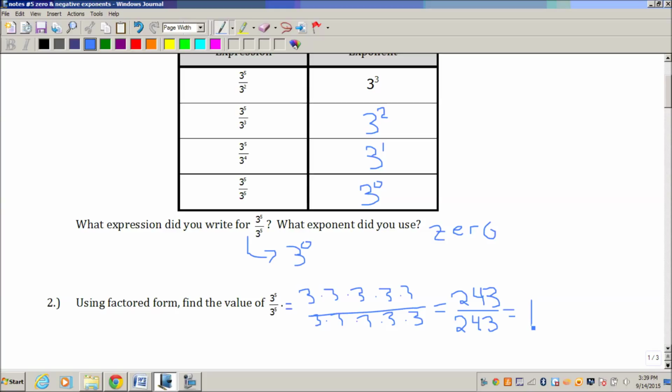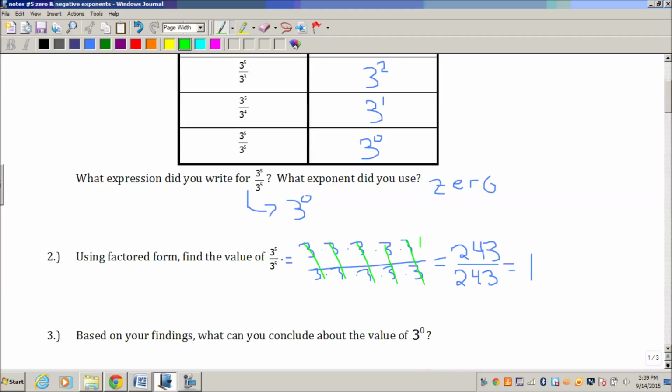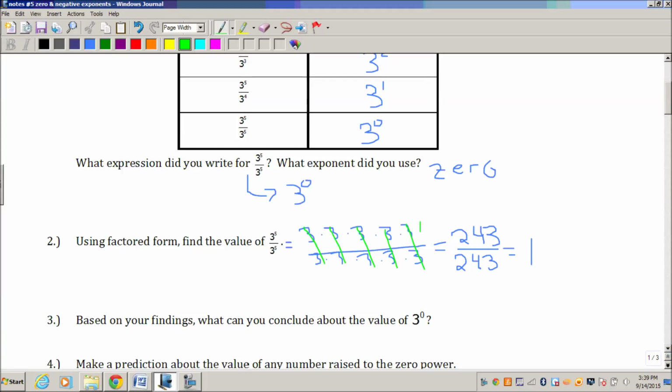And even if we use another method where you think about canceling numbers, here 3 divided by 3 is 1, 3 divided by 3 is 1, and so on for each pair. You're just going to have 1 divided by 1, which again is 1. So either way that you do it, you come out to an answer of 1. So in question number 3, it says, based on your findings, what can you conclude about the value of 3 to the 0 power? Well, it probably indicates to me that 3 to the 0 power is going to equal 1.